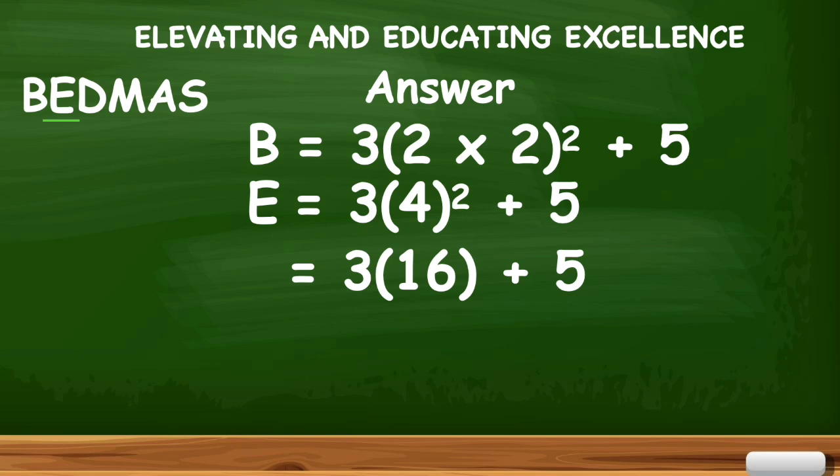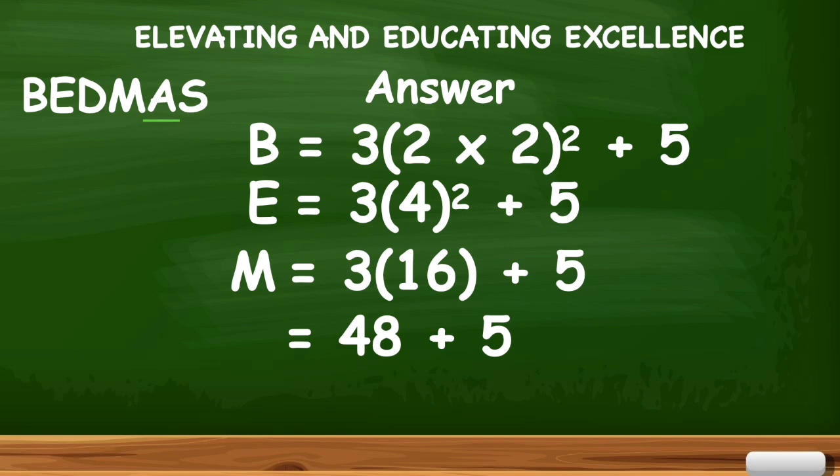Now we look for D, division. There's no division in this question, so we go to the next one, M. When 2 numbers are sandwiched together, like 3(16), that represents multiplication. So that's the next step: 3 times 16 equals 48.